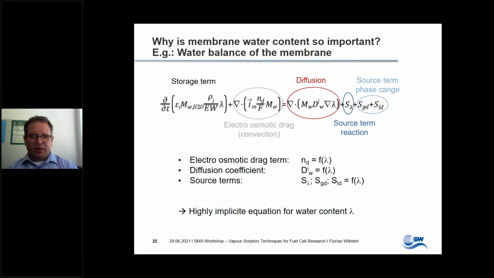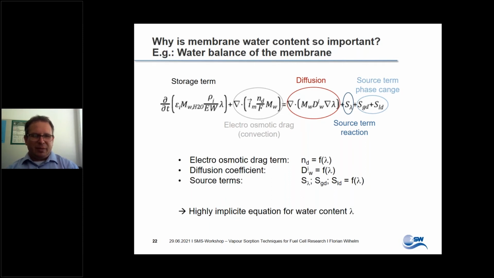But what is mandatory is the source term for the phase change. So that's gas dissolved and liquid dissolved. That is the phase change from going from the gas phase into the dissolved phase in the membrane, and going from the liquid phase into the dissolved phase in the membrane.